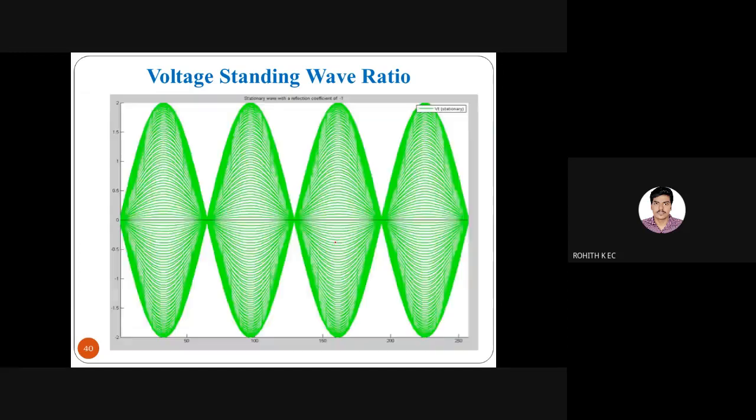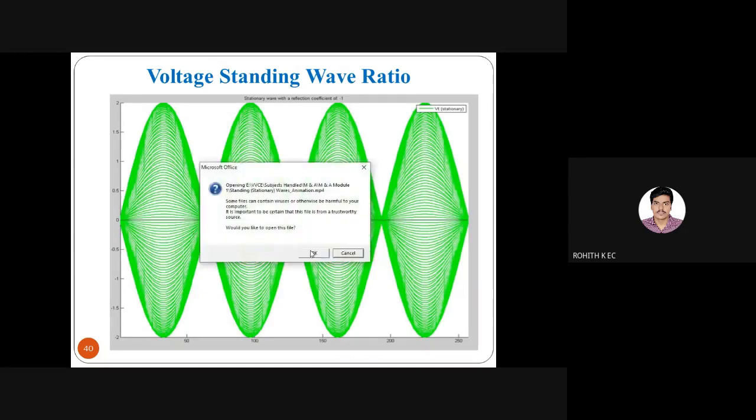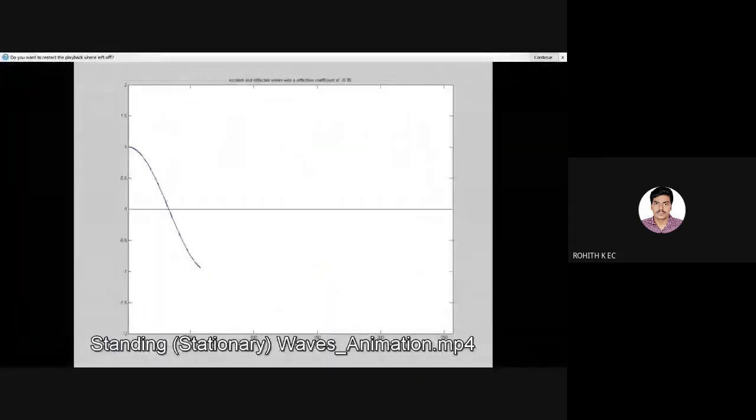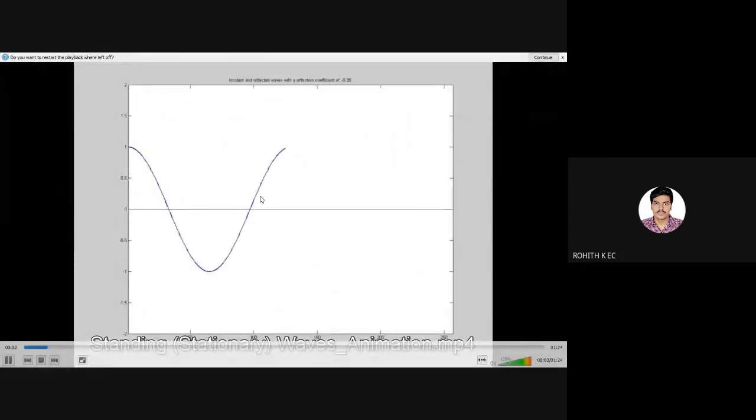Okay. And now let us understand or analyze the same with the help of this video, which shows us the forward wave, reflected wave, and the standing wave. So this is the forward wave.